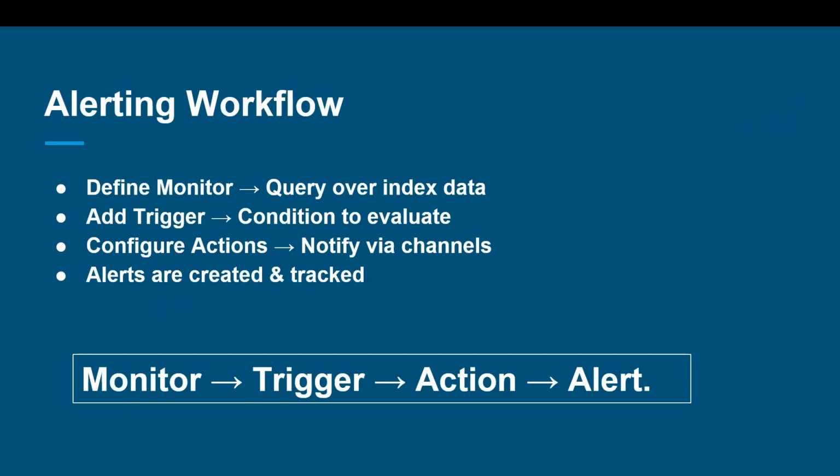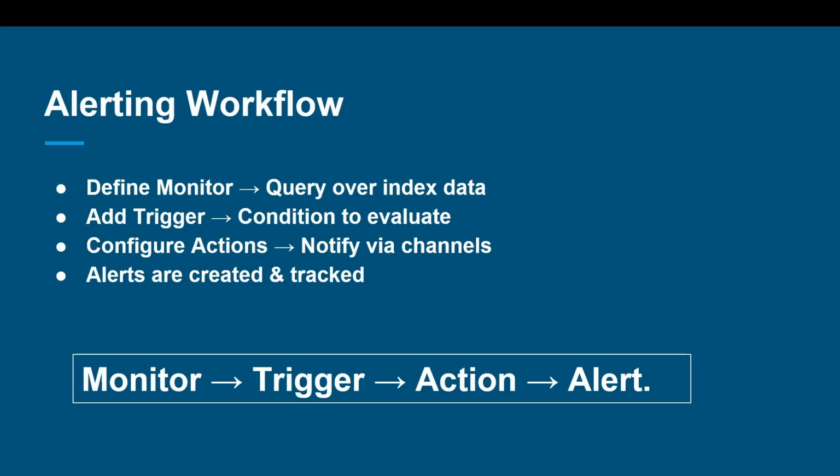So let's talk about the workflow of an alert. Firstly, we have to define the monitor. Monitor is something which is querying over your index, so you have to mention the index. Then we have to put in the alert condition, which is going to evaluate the condition. Then you have to configure the action, like how the notification is going to go to specific users and via which channel: email, Slack, or any specific tool like ServiceNow. Then the alerts are created and tracked as well. That is something you can do in OpenSearch itself.